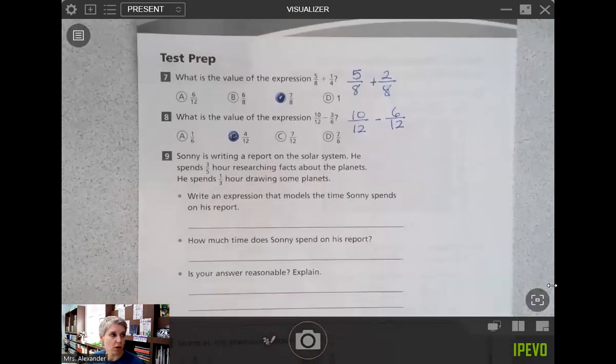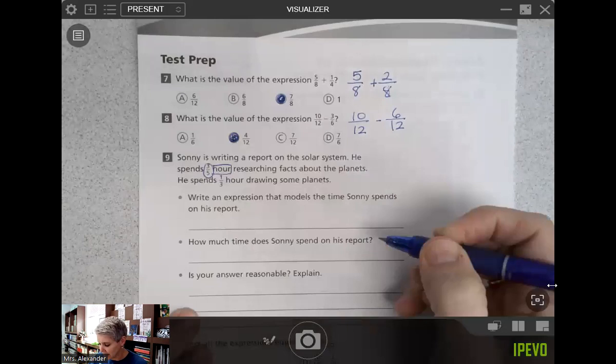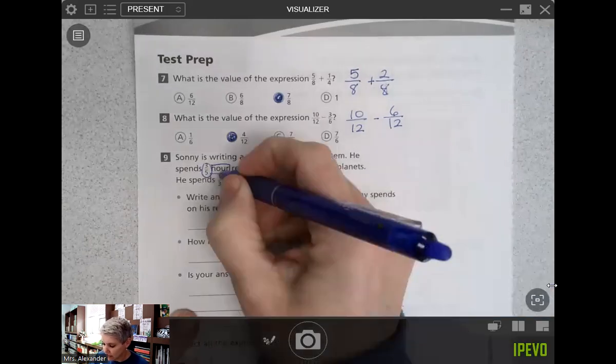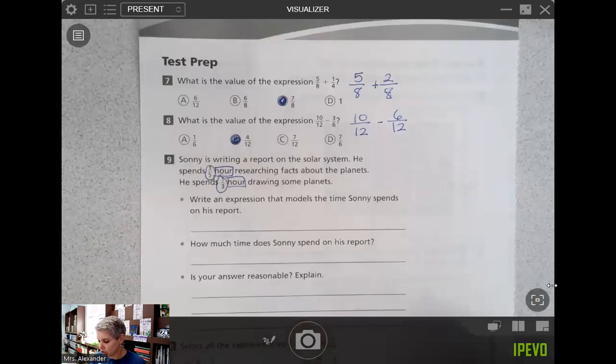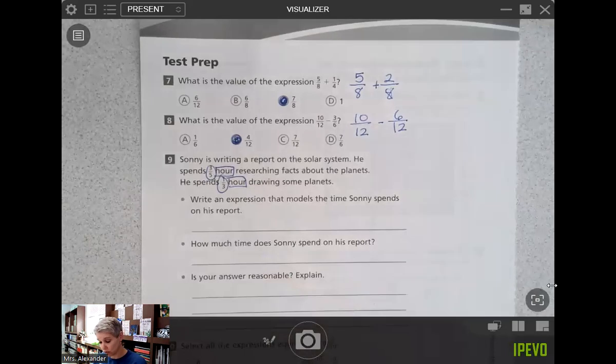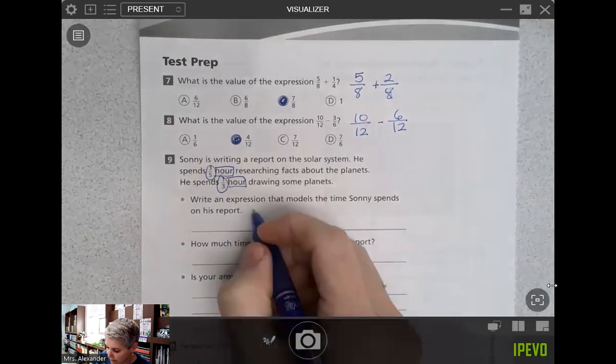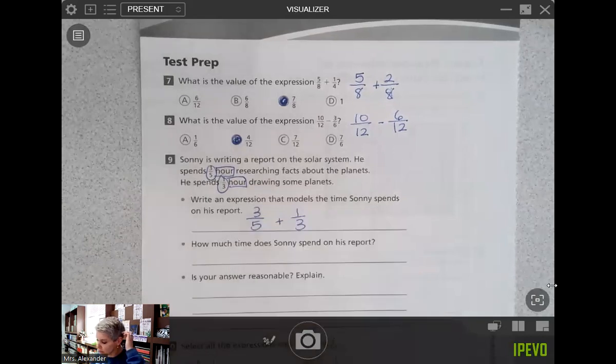Sunny is writing a report on the solar system. He spends 3/5 of the hour researching facts about the planets. He spends 1/3 of the hour drawing some planets. Write an expression that models the time Sunny spends on his report. So the total time is 3/5 of the hour plus 1/3 of the hour. There's our expression.